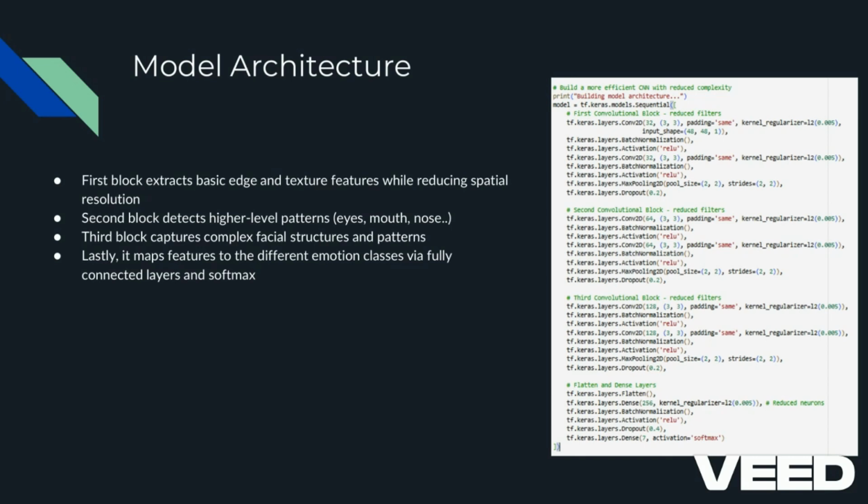Each block follows the same pattern: Conv2D layers, batch norm, ReLU activations, max pooling to reduce size, and dropout to prevent overfitting. Then we flatten everything and pass it through a dense layer before ending with softmax to predict one of the seven emotions.